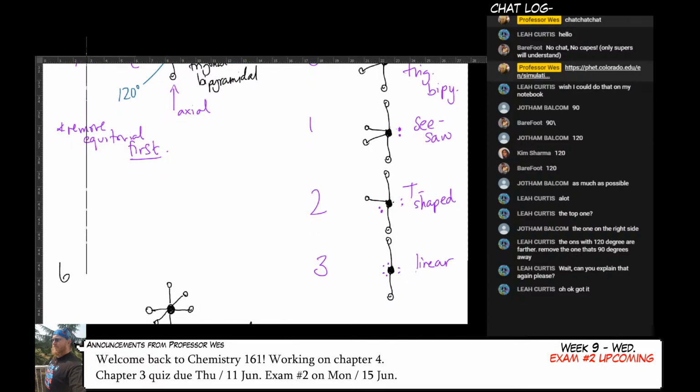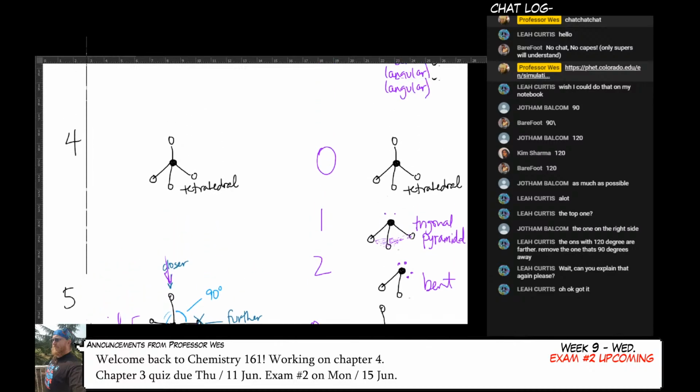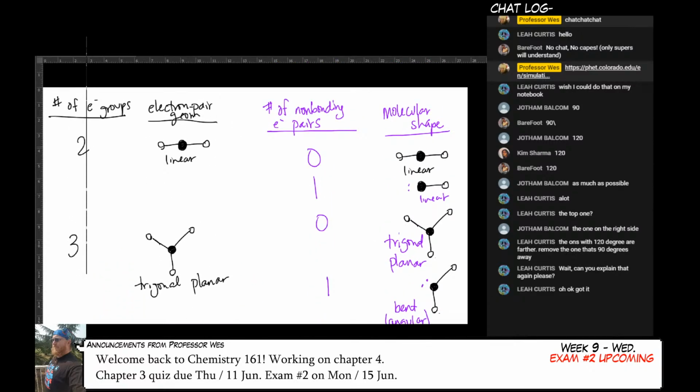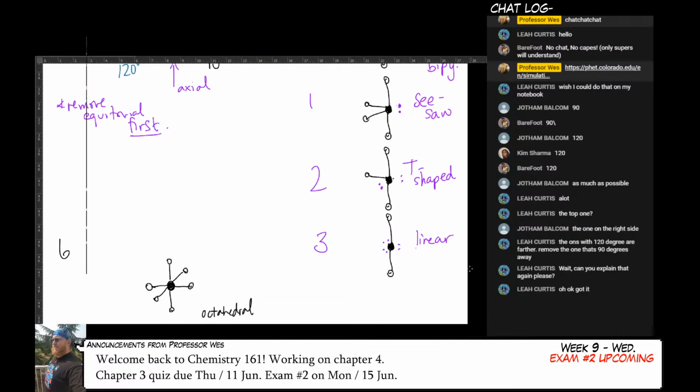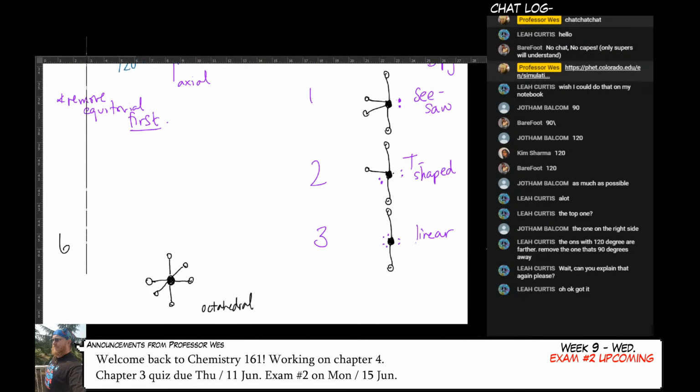This linear should not be confused with the linear up here. Even though they do have the same shape, there's no electrons around the linear up at the top for 2 groups because there's only 2 groups. But for 5, you can actually get linear by peeling away all the equatorial stuff.